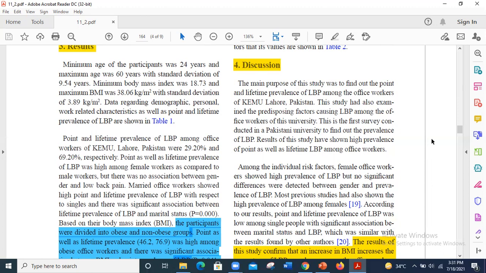Sometimes you may find conflicting results as well. Say, for example, I'm saying that there is a higher prevalence of low back pain, but other researchers who have done research in the past are saying that the prevalence of low back pain is quite low. Okay, but this is not a problem that you have done something wrong, you have done something different. It could be due to multiple reasons.